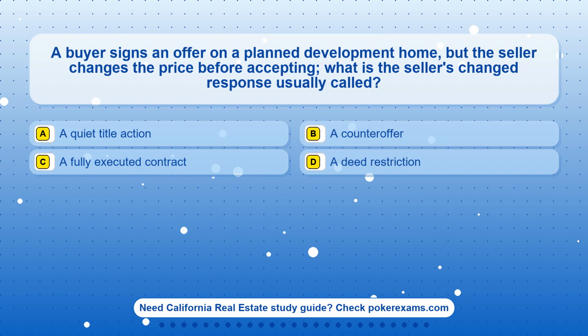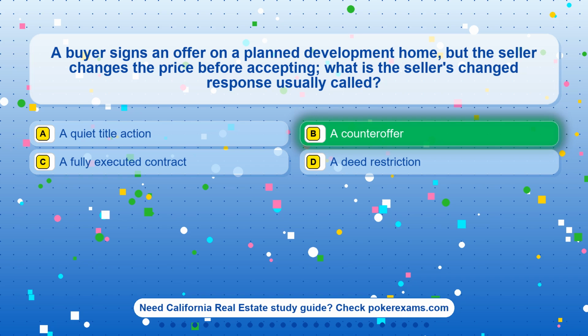Question 5. A buyer signs an offer on a planned development home, but the seller changes the price before accepting. What is the seller's changed response usually called? Option A. A quiet title action. Option B. A counteroffer. Option C. A fully executed contract. Option D. A deed restriction.